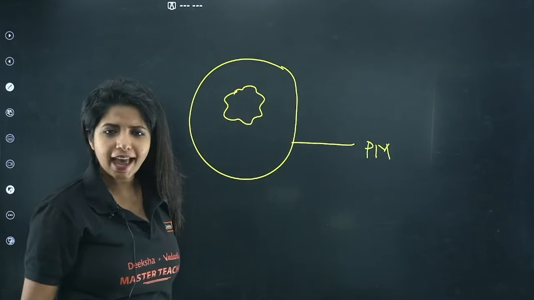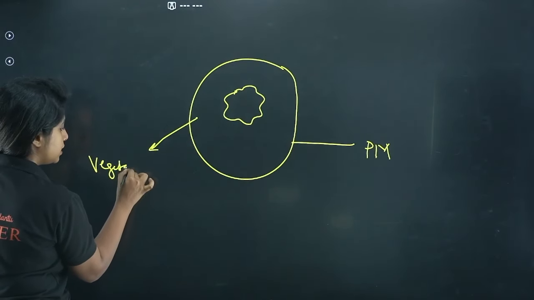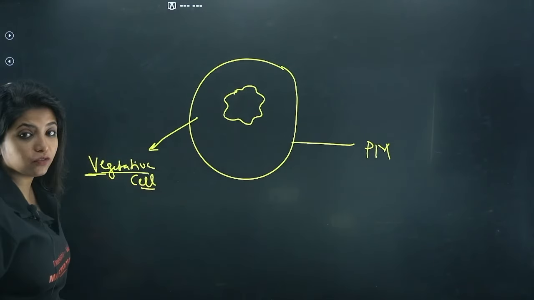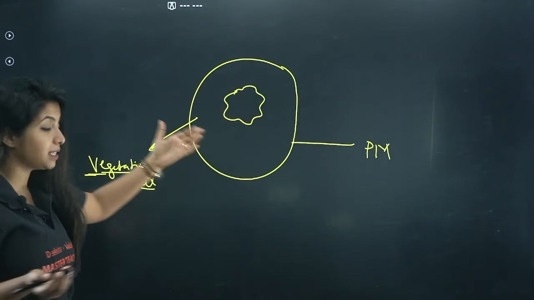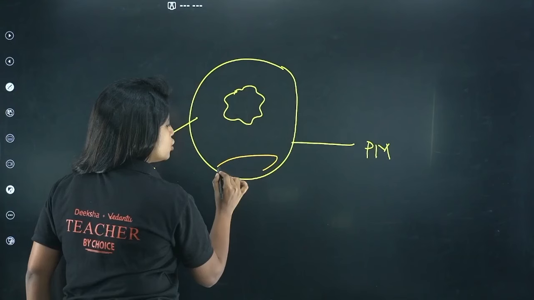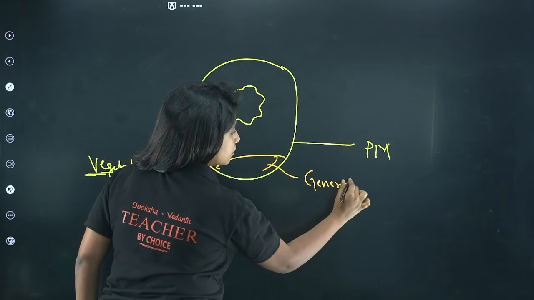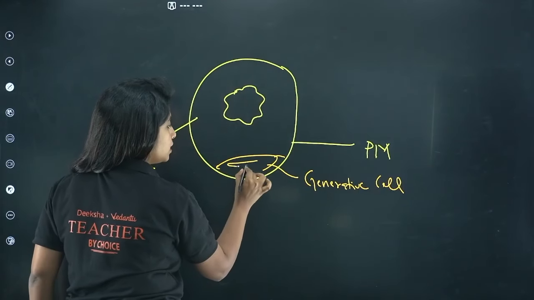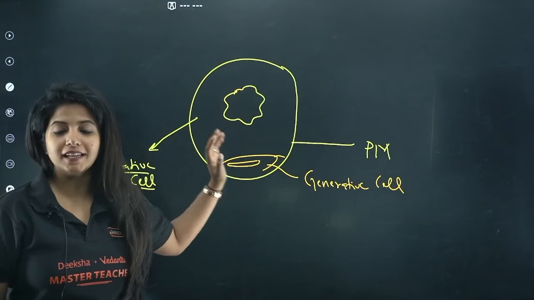What do you call this cell? This very big cell is known as the vegetative cell. Vegetative cell, very big cell. You can remember VVV like that. Now, inside the cytoplasm of this very big vegetative cell floats another small cell, which you call the generative cell. And the shape of its nucleus is elongated. They have an elongated nucleus. So here irregular, here elongated.